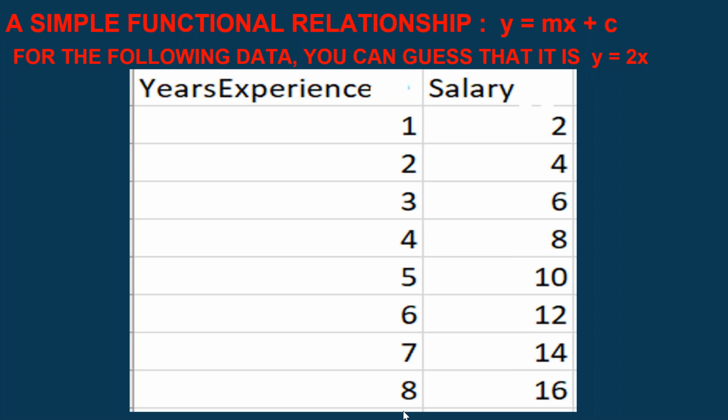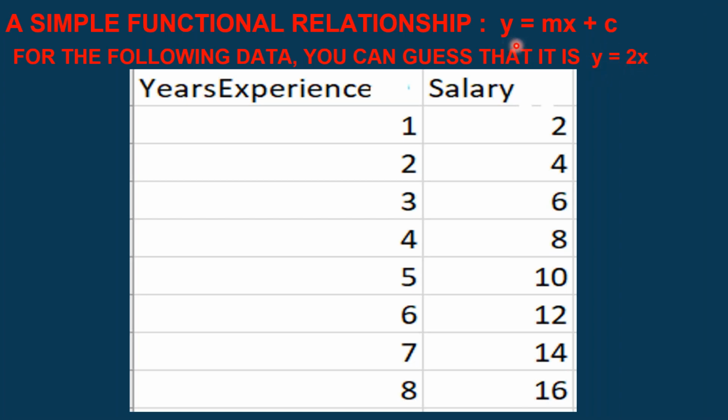Suppose another person comes and tells me, I possess 10 years of experience, how much salary can I expect? I substitute 10 for X, and I get 2 times 10 is equal to 20. So we understand that this equation helps us to predict the values. That is why it is known as prediction equation. In data science, it is also known as regression equation.